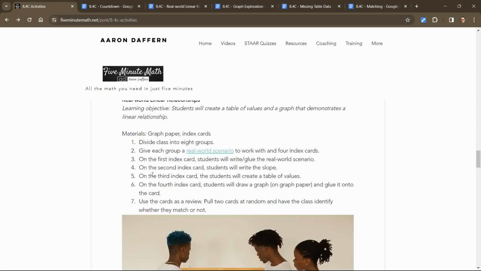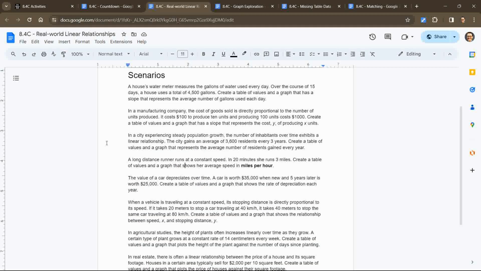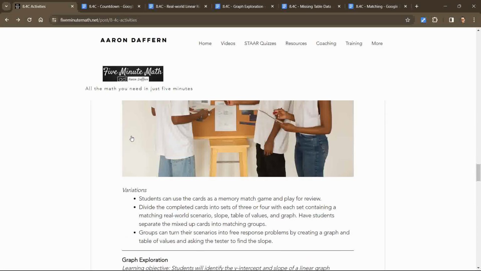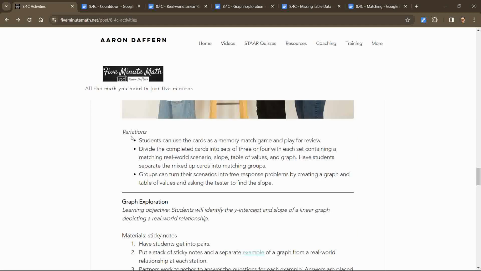So there's a lot of review activities. This is just creating something from a real world situation, verbal description, how you can get a graph, a table, and identify obviously the slope here. So what are some variations? They can use the cards once they're created as a memory match, gameplay for review.